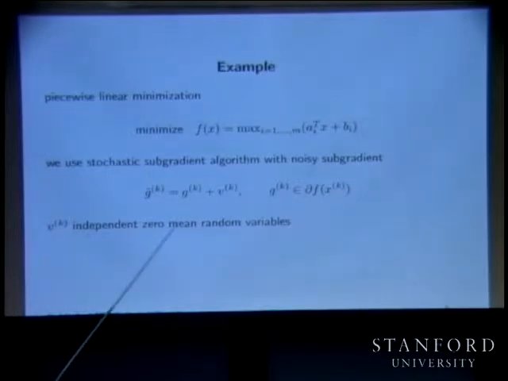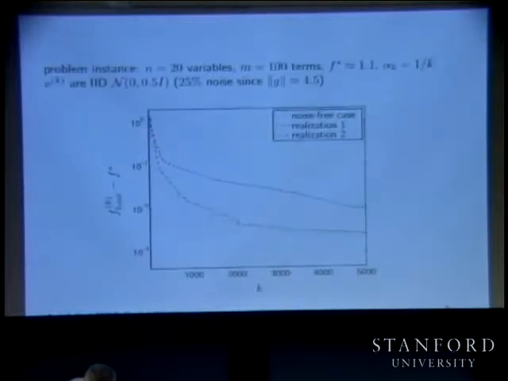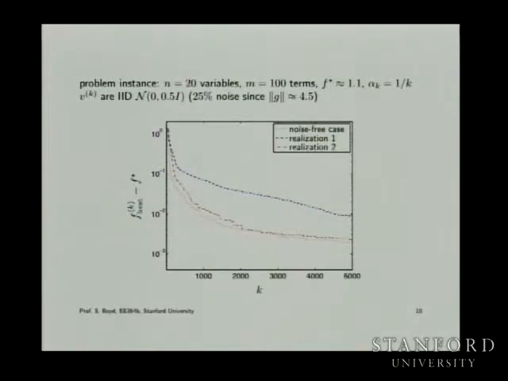So here's what we're going to do. We will artificially just add zero mean random noise to it. We'll add noise in our f.getSubgrad method. That's what we're going to do. And here's just a problem instance with 20 variables. m equals 100, you have 100 terms. The same as before. f star is about 1.1. It's the same example. 1 over k step size, and the noises are about 25% of the size of the subgradients, because the average size of the subgradients is around 4. And the noise, each of these is about 0.7 or something like that. So that's about 25%, something like that.